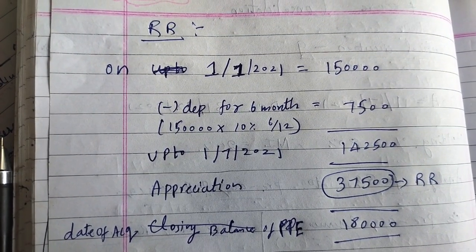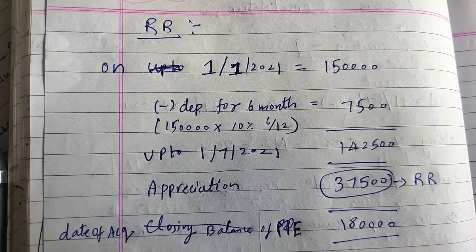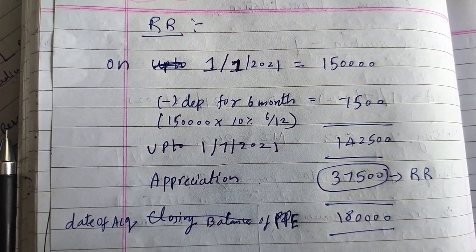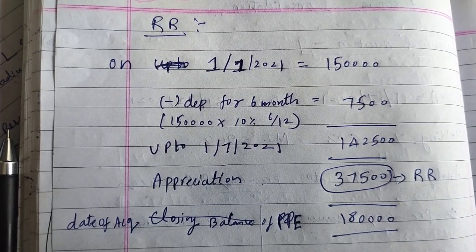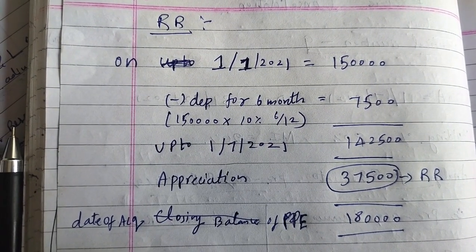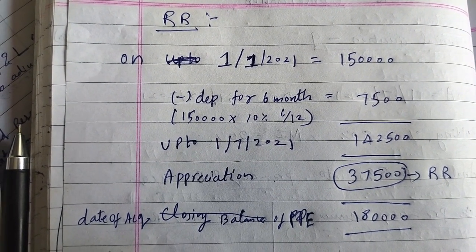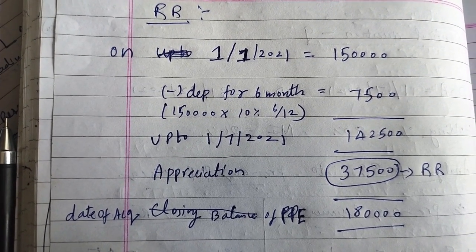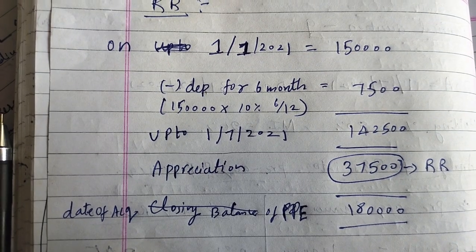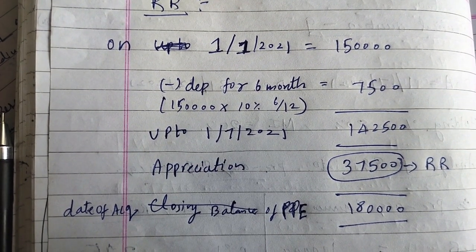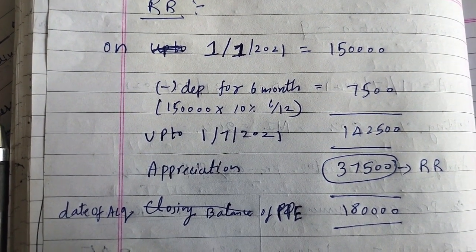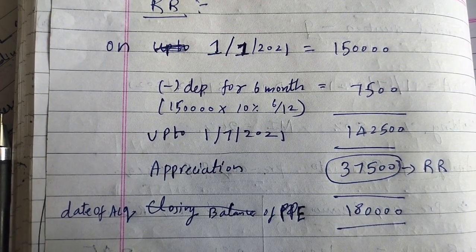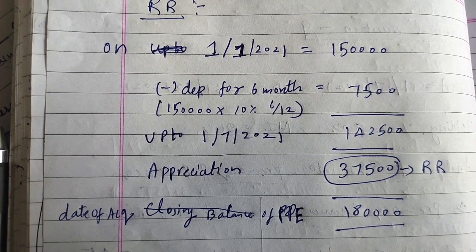Let's see the revaluation reserve. On the opening balance of PPE, the amount is 1,50,000. On the date of acquisition, the PPE amount 1,50,000 is revalued into 1,80,000, right? Yes. Then before the acquisition date, there will be some months where depreciation should be provided. So there are 6 months from January to June. We need to provide depreciation for those 6 months: 1,50,000 into 10% into 6 by 12.